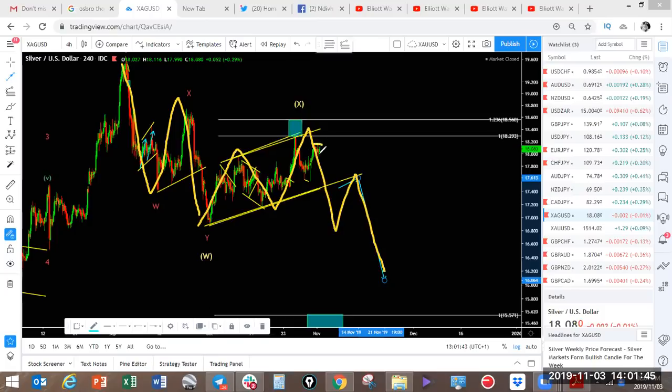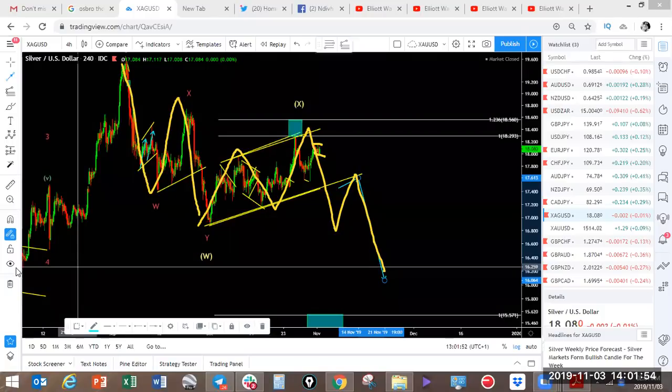But as you can see here, this looks like it may give us a double correction. We're still going to make a move to the upside, and then I'm going to expect a drop. Let's clear all of this so this structure can be clear.